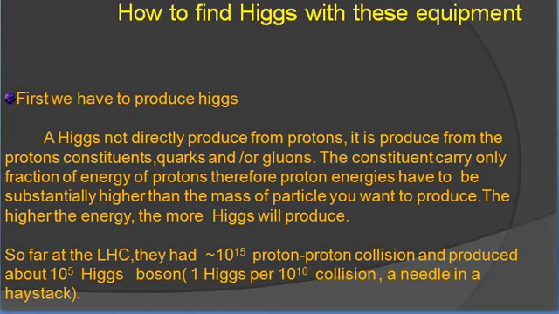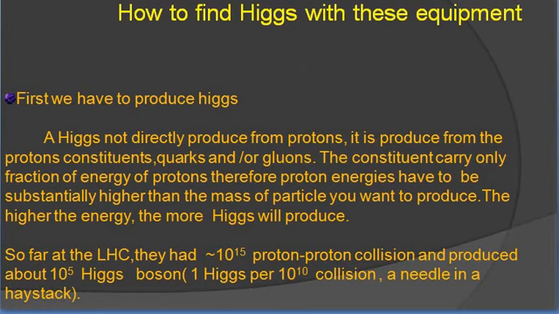First we have to produce the Higgs. The Higgs cannot be directly produced from protons because the Higgs has more mass than the proton. The proton has a mass of 1 GeV, while the Higgs has a mass of 125 GeV. So we need a tremendous amount of energy to produce the Higgs boson. The Higgs boson can be produced from quarks.